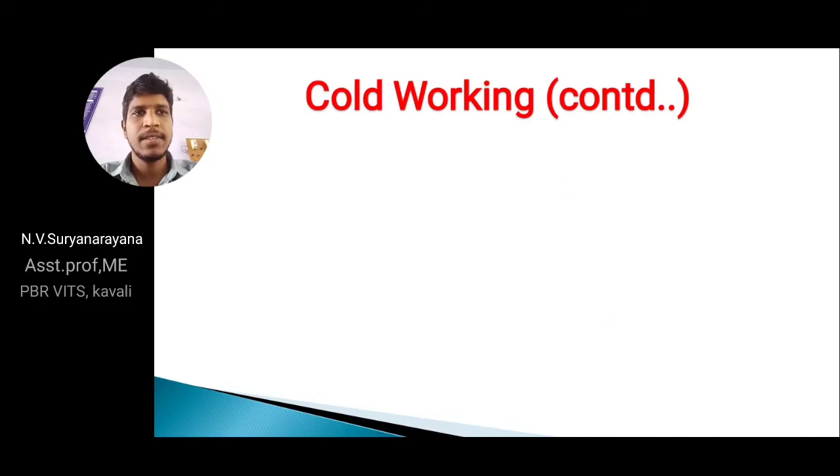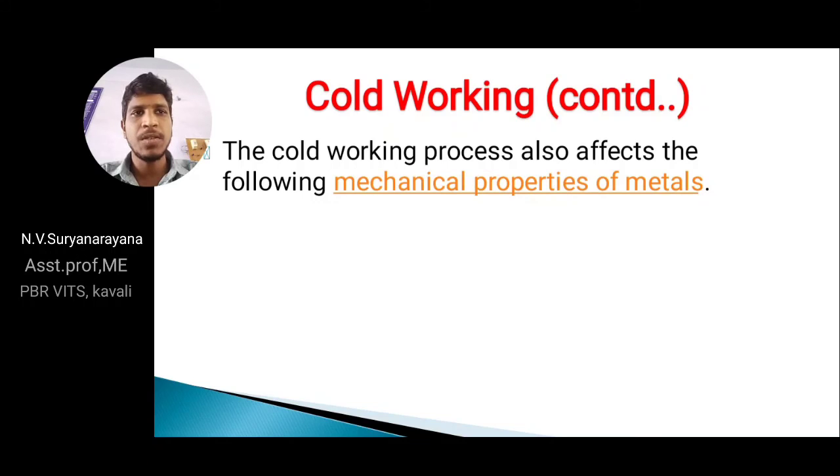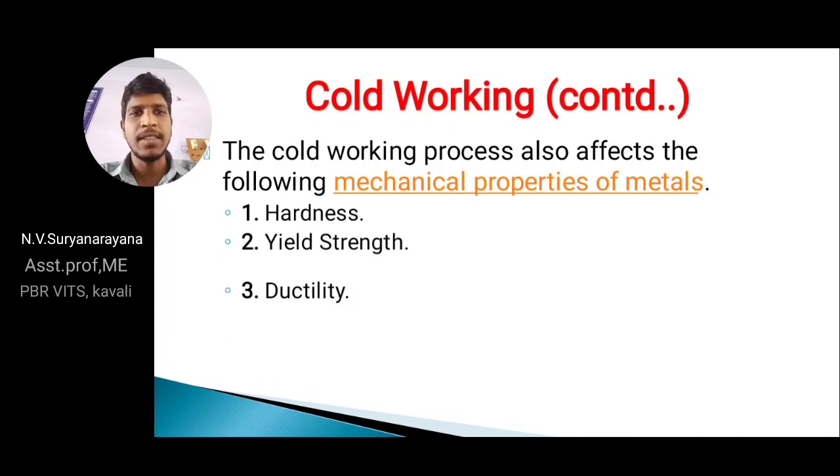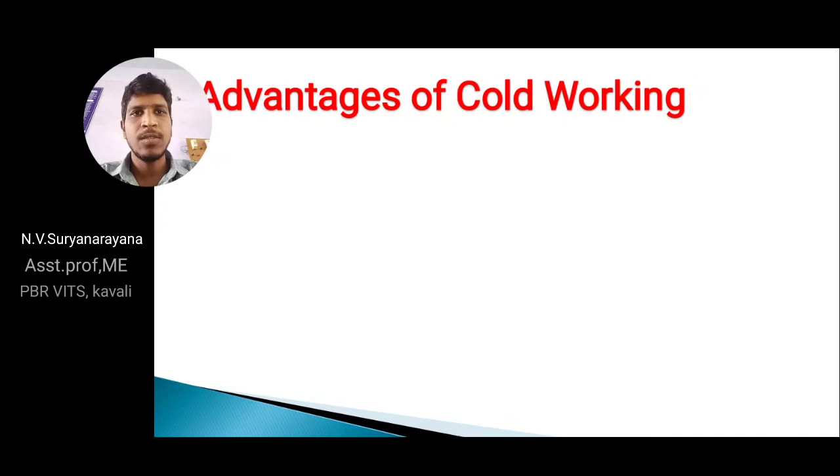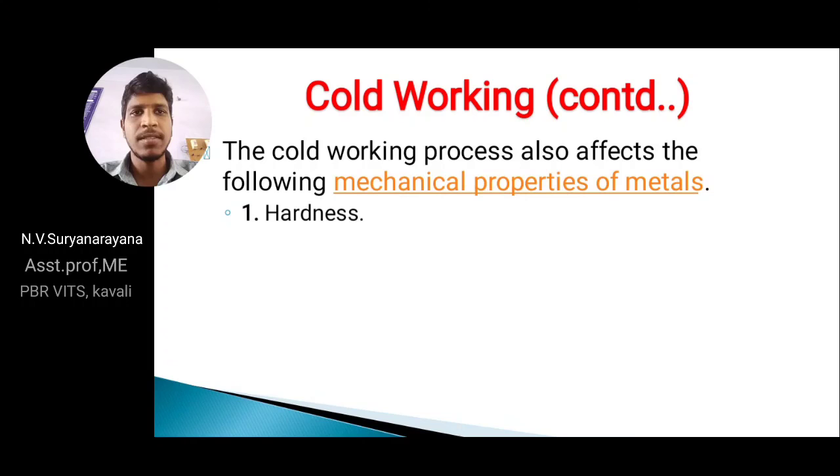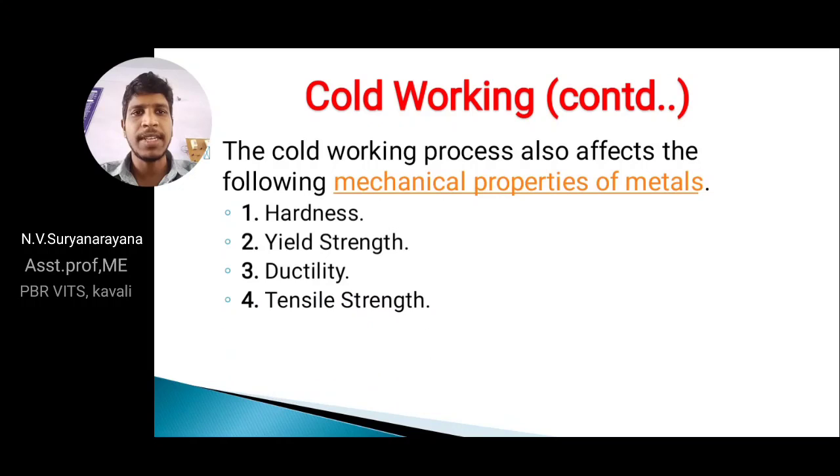Next, the cold working process also affects the following mechanical properties of metals. Hardness, yield strength, ductility and tensile strength can be changed by the cold working process. Why? Because here higher pressures are applied. By applying higher pressures, parameters like hardness, toughness, roughness, yield strength and ductility are changed. Ductility means deformation. Tensile strength is also increased.